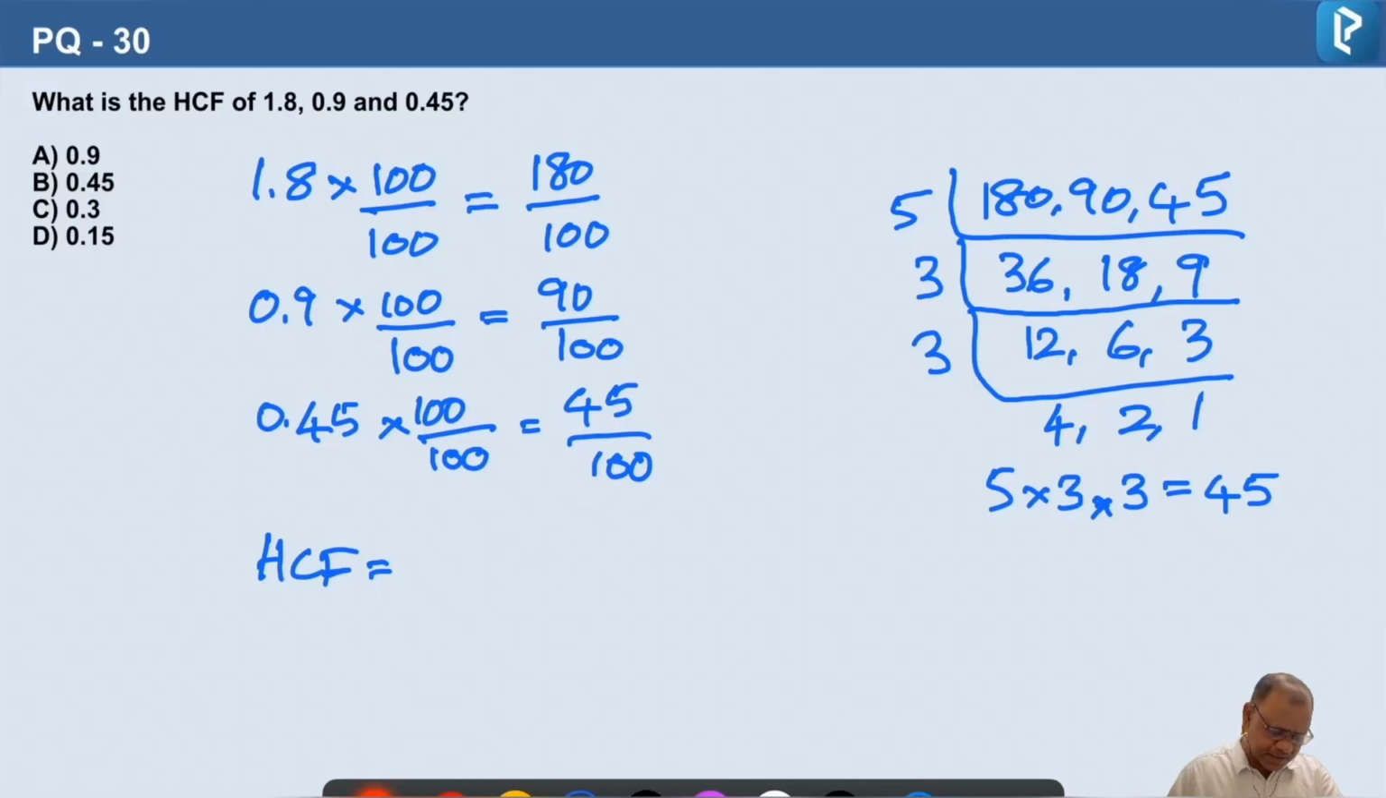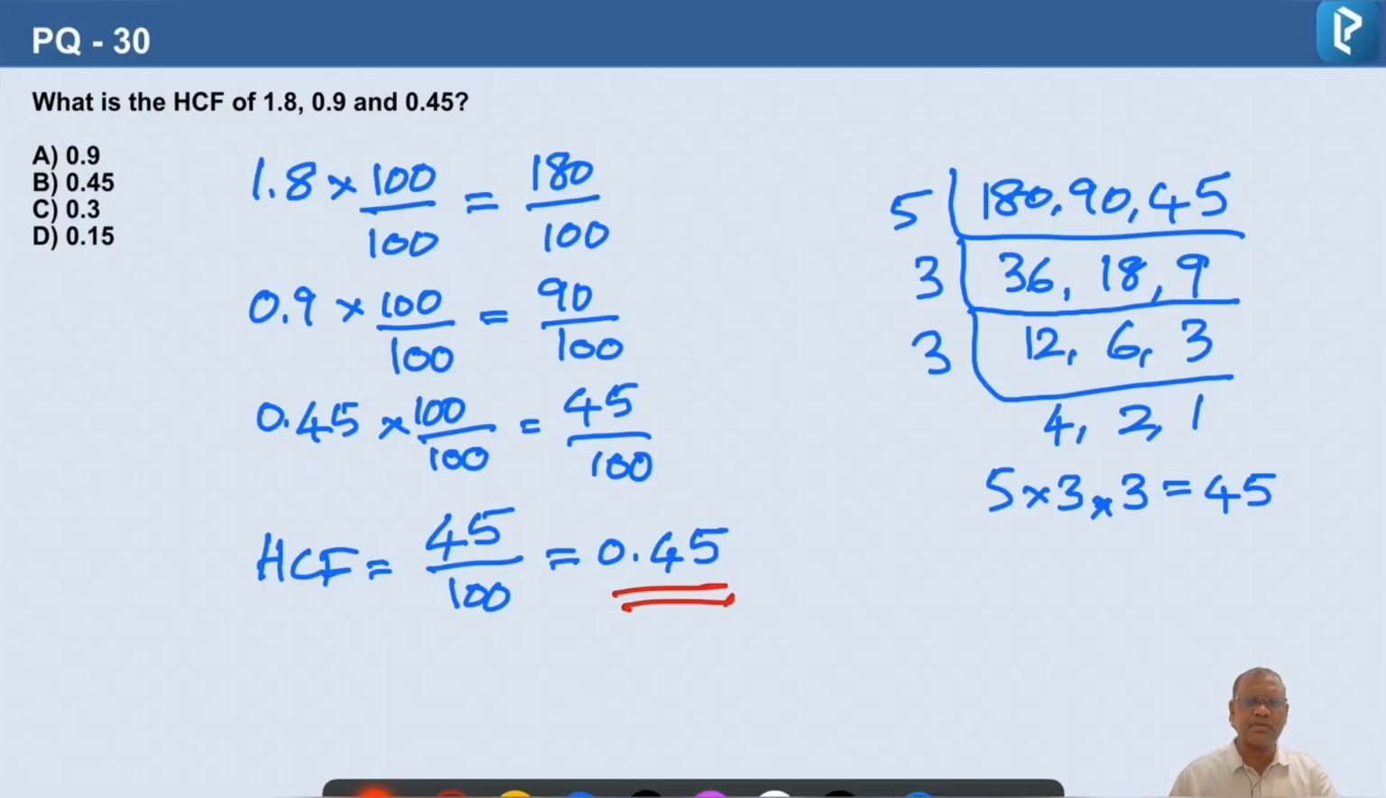So the numerator is 45 and the denominator is the LCM of the denominators. All the 3 denominators are 100, so their LCM is also 100. So 45 by 100 is nothing but 0.45. That is the HCF of all the 3 decimal numbers. So you have to convert them into fractions such that all the numerators are whole numbers and then find the HCF of those fractions. So option B is the correct answer.